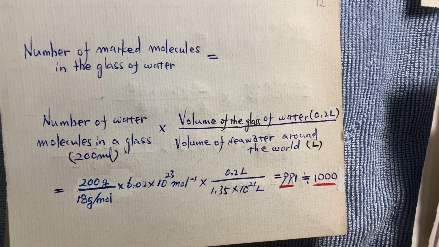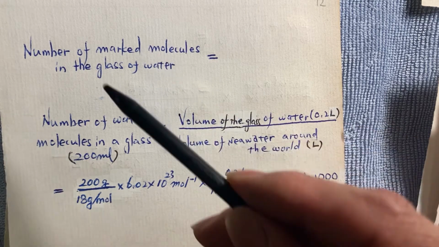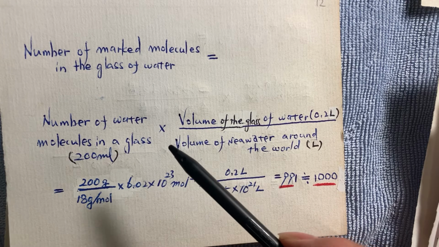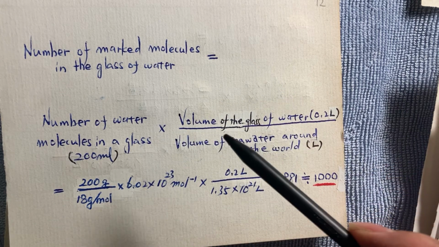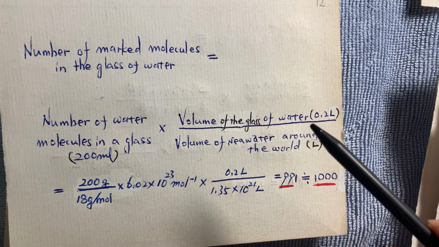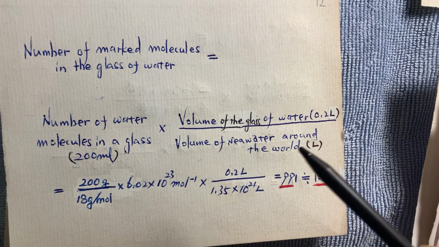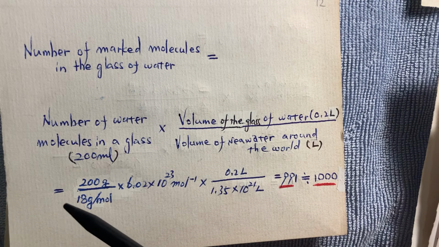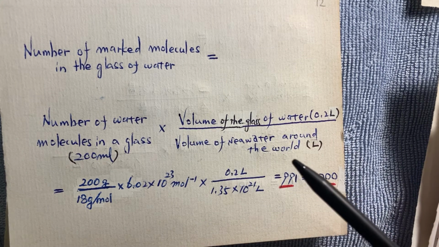The answer can be obtained by the following formula. The number of marked molecules in the glass of water coming back equals the number of water molecules in a 200 milliliter glass of water, times the volume of the glass of water, 0.2 liter, divided by the volume of sea water around the world. A very big, very huge number.